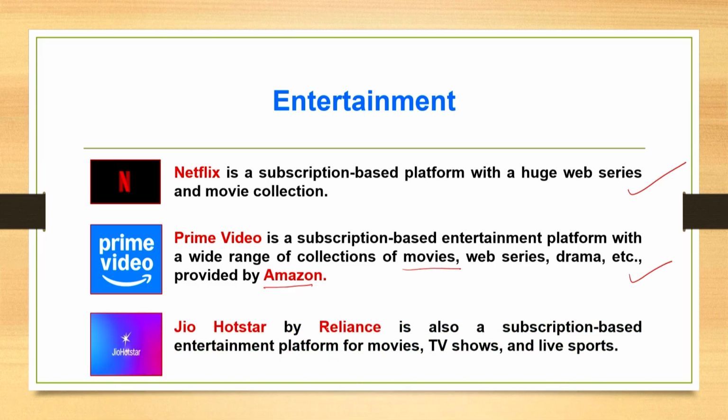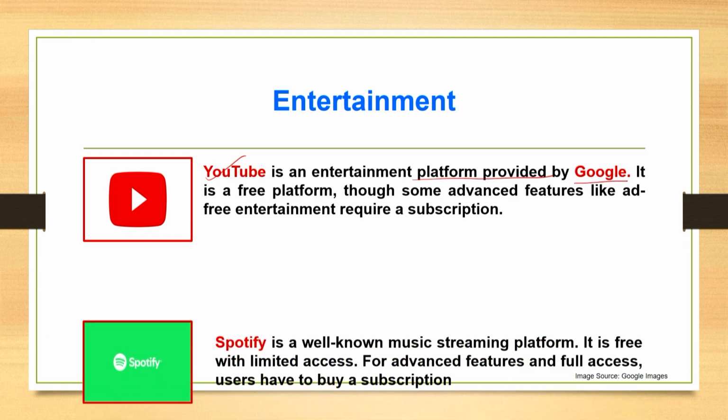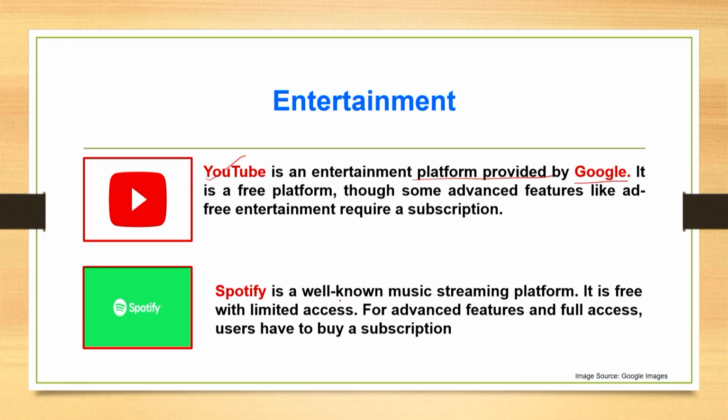Jio Hotstar, this is provided by Reliance, and it is also a subscription based entertainment platform for movies, TV shows, live sports. YouTube can be used as an entertainment platform provided by Google, and Spotify is a well known music streaming platform. It is free with limited access, and for advanced features and full access users have to buy a subscription.